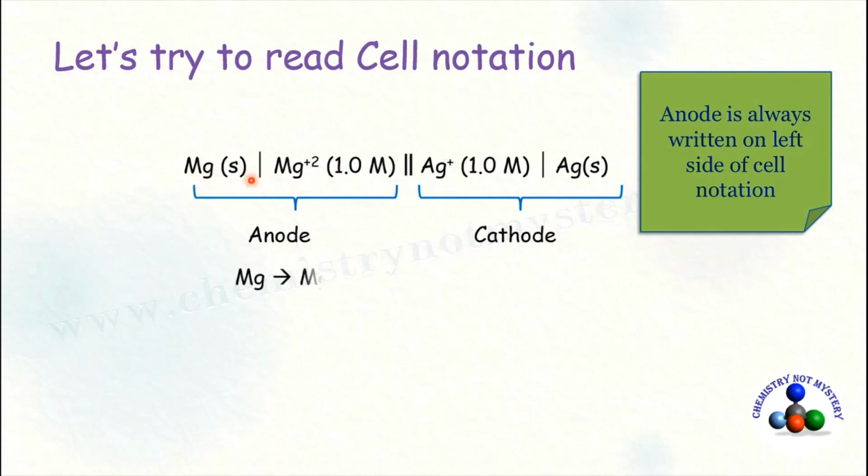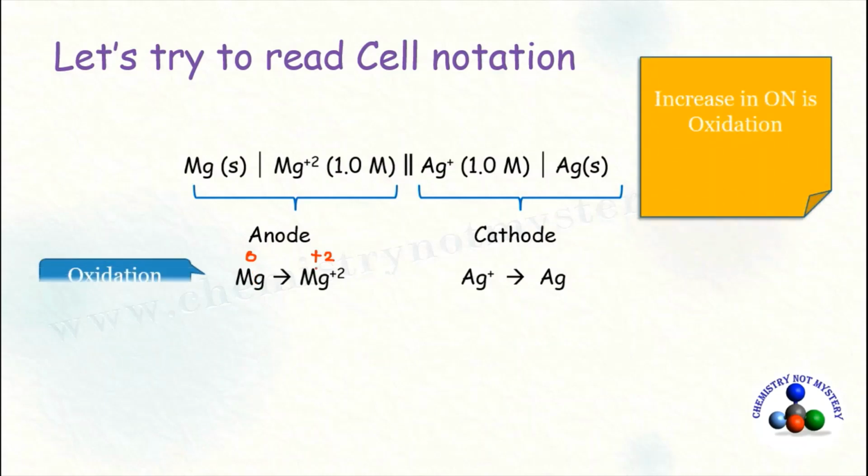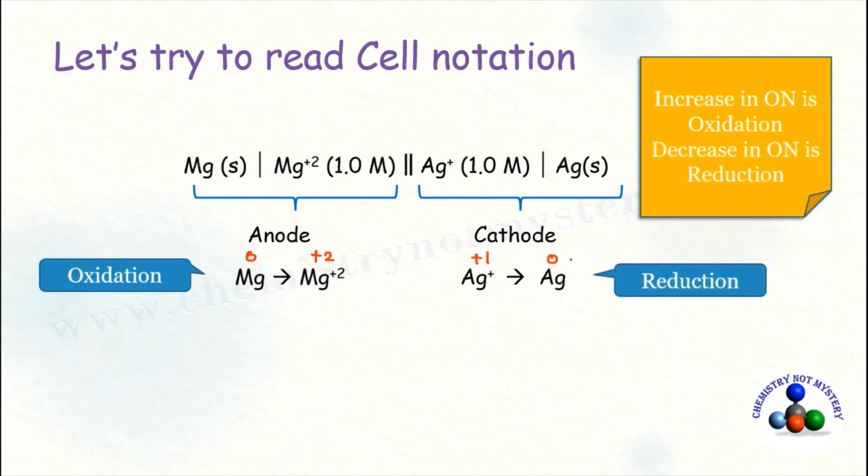At anode, Mg converts into Mg2+ ion and at cathode, Ag+ ion converts into Ag. Here oxidation number of Mg is 0 and oxidation number of Mg2+ ion is +2. And we know increase in oxidation number is oxidation. So this is the oxidation reaction. Oxidation number of Ag+ ion is +1 and oxidation number of Ag is 0. So there is decrease in oxidation number and decrease in oxidation number is reduction, as reduction takes place at cathode.